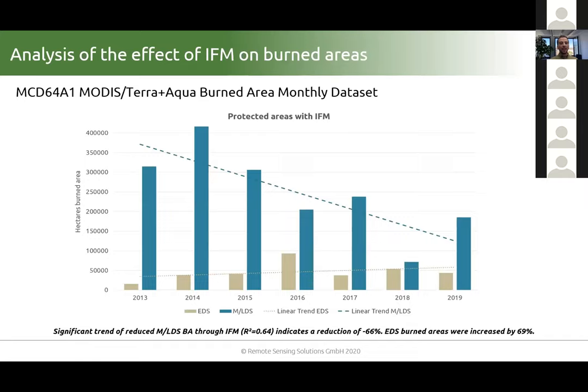Also in terms of burned area, here we calculated the early dry season in brownish colors and the mid and late dry season burned areas in blue. And there's a significant trend of reduced mid and late dry season burned areas through integrated fire management, which indicates a reduction of 66% of the mid and late dry season fires. The early dry season fires were increased from very low levels by about 69%. So this is kind of the baseline. So here is a kind of a potential for mitigating greenhouse gas emissions.